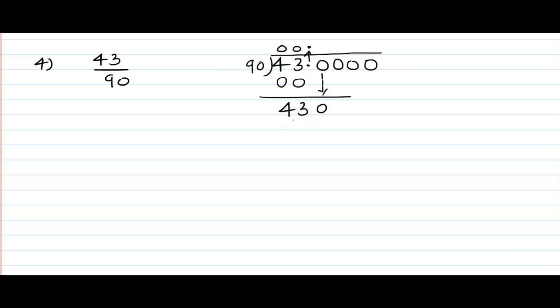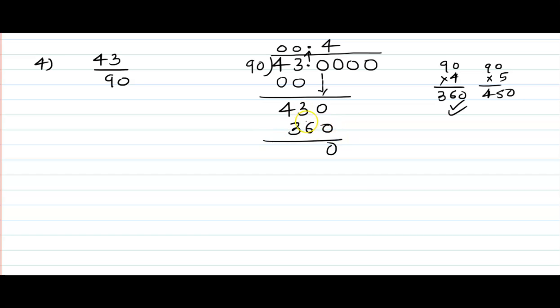So how many 90s are going in 430? 90 times 4 is 360, and 90 times 5 is 450. So we are going for 4. 90 times 4 is 360, and the remainder will be 70.